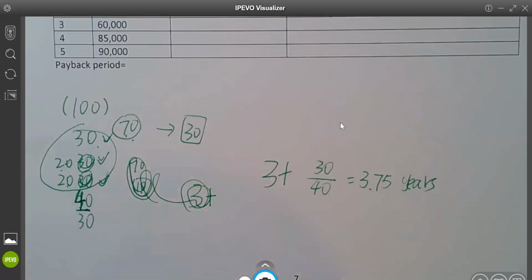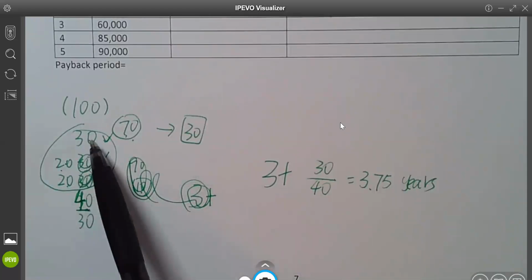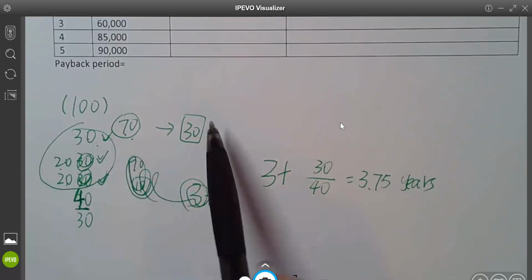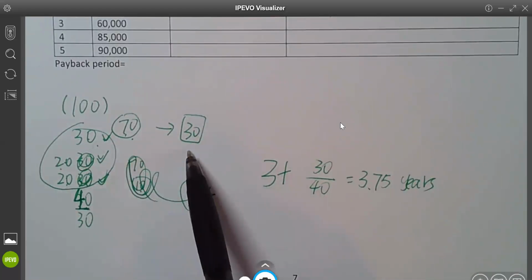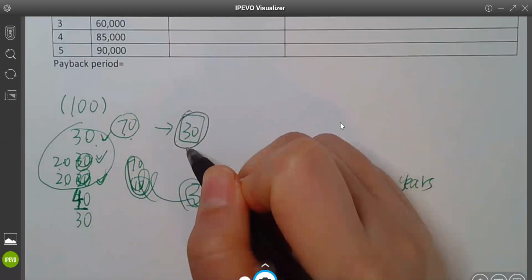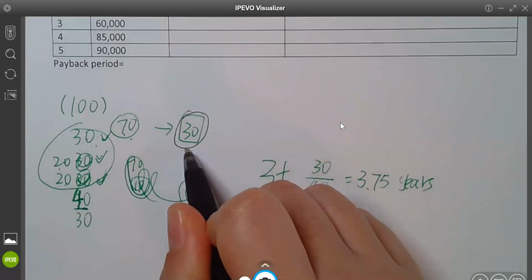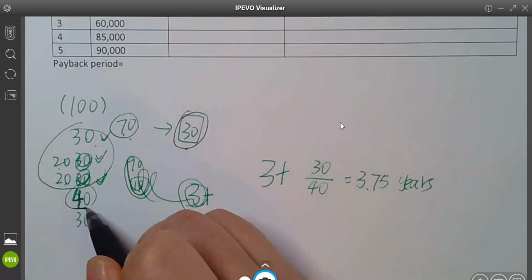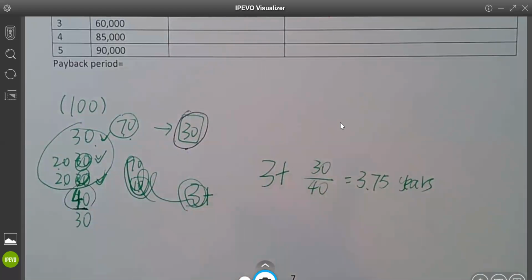So how do we get the years? We said you add the first 3 years, and the total will be 70. So you still owe me 30, right? You still owe me 30. How long will it take you to pay off the rest of the 30? The fourth year you will pay me 40. If I wait for 1 whole year, I get 40.